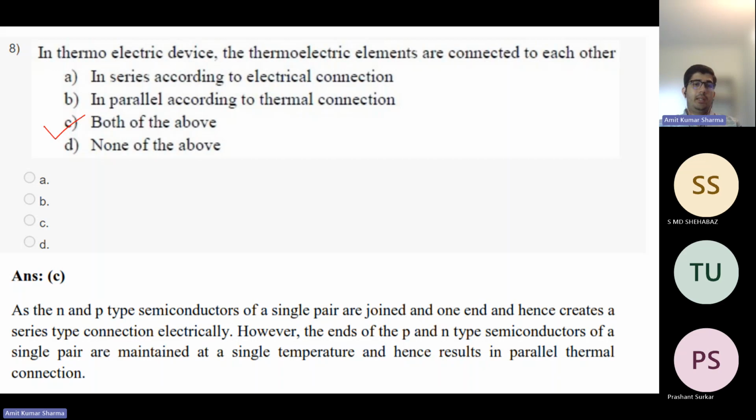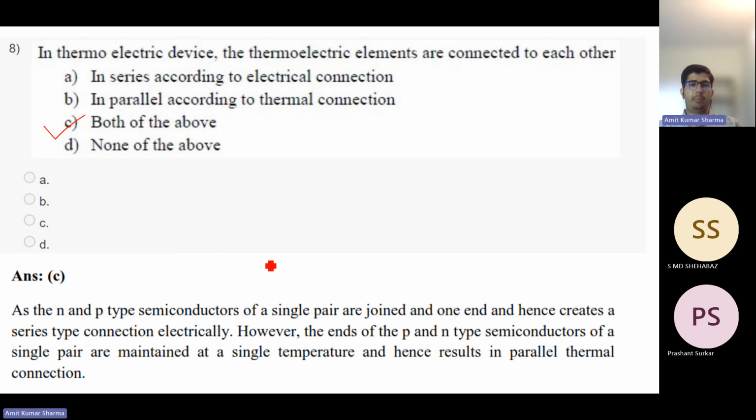So the correct answer is C. And the reasoning is that as the N and P type semiconductors of a single pair are joined at one end, it creates a series type connection electrically. So when we are connecting these N and P type, from an electrical point of view, they make a series connection. However, the ends of the P and N type semiconductors of a single pair are maintained at a single temperature, and hence result in a parallel thermal connection. So from the thermal point of view, they are maintained at the same temperature, so that will be a parallel configuration.